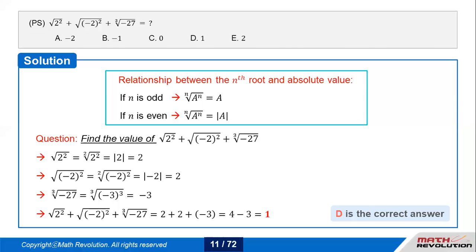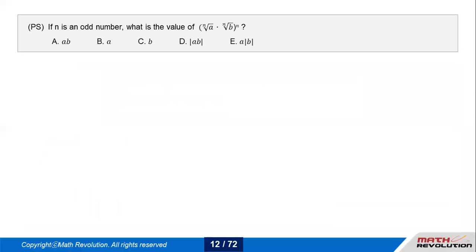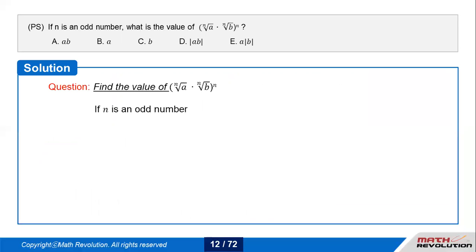So let's go ahead with the next question. If n is an odd number, so they've already given that n is an odd number, then what is the value of nth root of a times nth root of b, and the product is again raised to a power n? Now when we know that n is an odd number, then root sign will disappear.